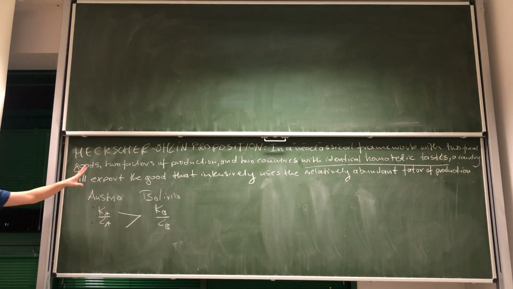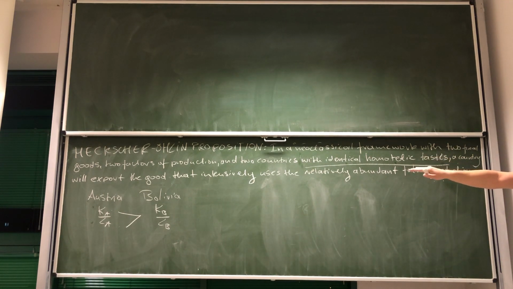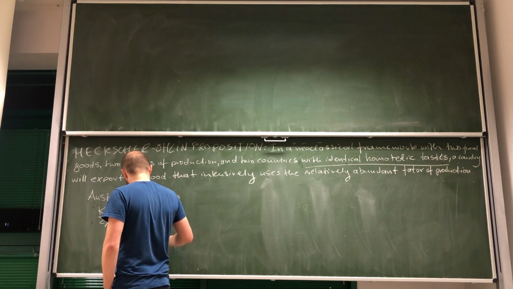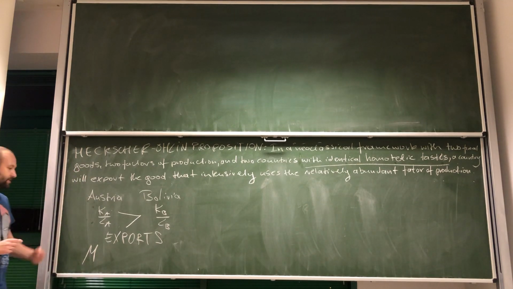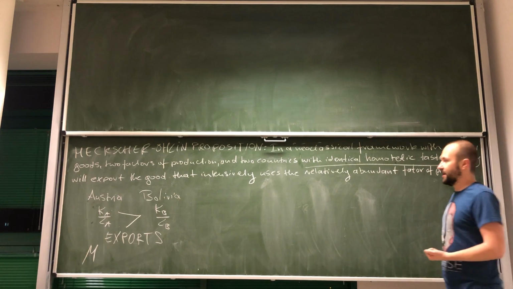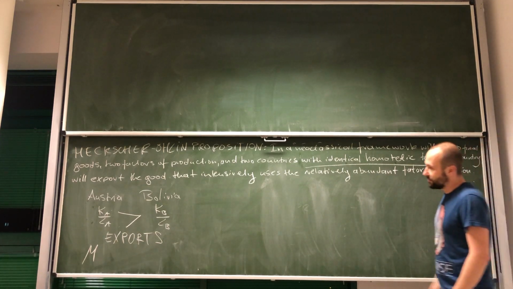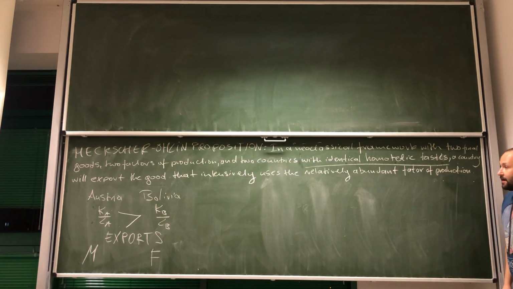Okay, so what does the Heckscher-Ohlin proposition predict in this case? Well, it predicts that the country exports the good that uses intensively the relatively abundant factor of production. So Austria should export manufactures, right? We've also assumed that production of manufactures is more capital intensive than production of food. On the other hand, Bolivia in this case is relatively more abundant in labor. So we expect that Bolivia would be exporting food.